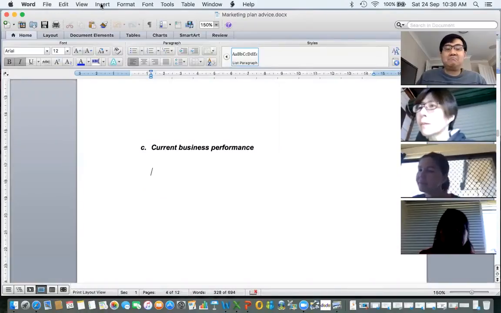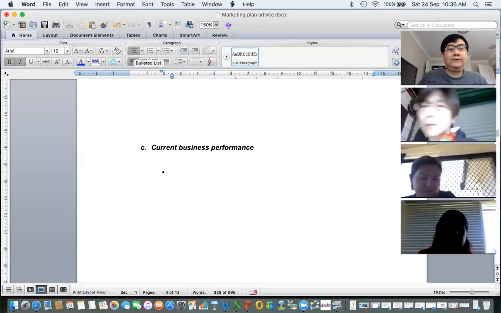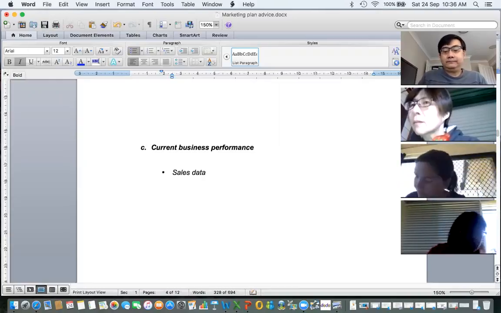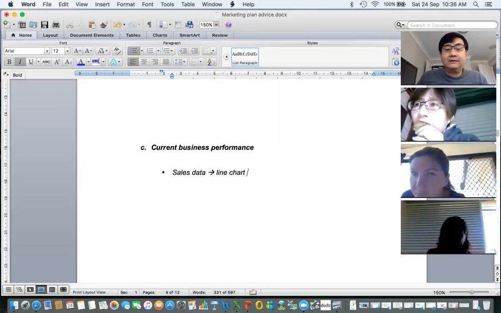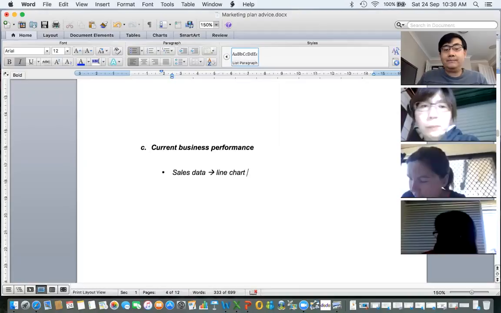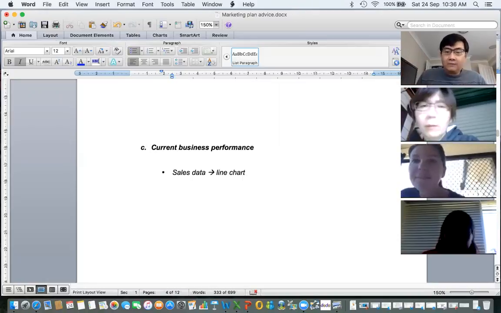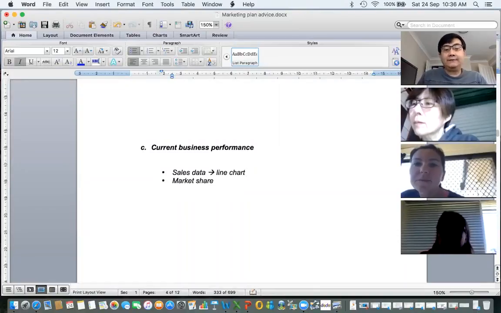Look, you can insert a line chart or bar chart or table. If you have got sales data, a line chart is probably better than a table. That's my experience in the industry. A chart like that is a lot more convincing. You can include sales data, or market share if you have it.